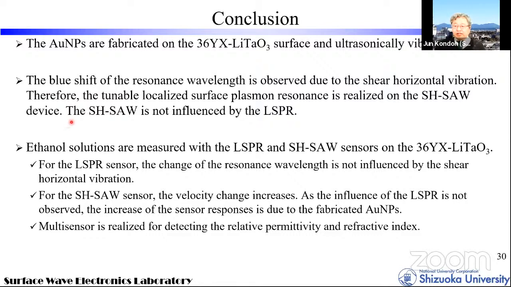Also, for the multi-sensor application, we measured an ethanol solution. For the LSPR sensor, the change of the resonance wavelength is not influenced by the shear horizontal vibration. For the SHO sensor, the velocity change increases, but this is not influenced by LSPR. That's the influence of the surface roughness. Then, based on these results, we conclude a multi-sensor is realized for detecting refractive index and refractive permittivity at the same time.